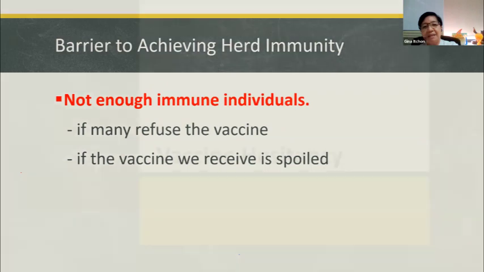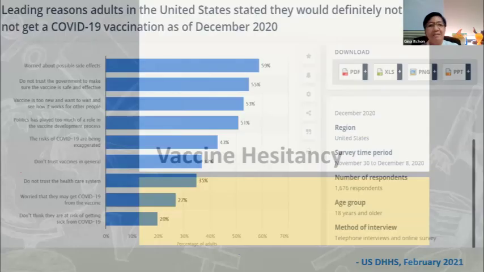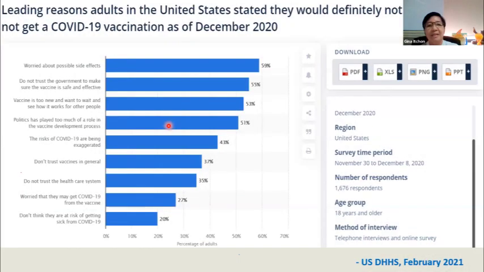So what is vaccine hesitancy? I tried to look into the reasons, into a study, why people would not want to receive COVID-19 vaccination. This is what I found. This is from the U.S. Department of Health and Human Services, which is the counterpart of the DOH in the U.S. And it's interesting what the reasons are. This is as of December 2020, so quite new.